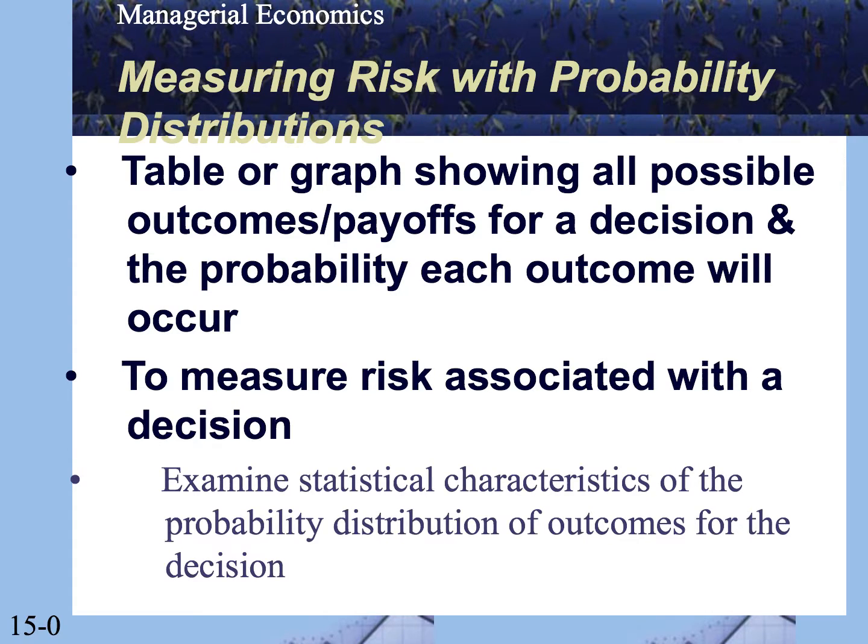So a table or graph shows all the possible outcomes for a decision, and also the probabilities related to our outcomes. So we can measure and look at the risk associated with a decision. So in a graph we can look at the probability related to the risk of a decision that we have to take. Okay.